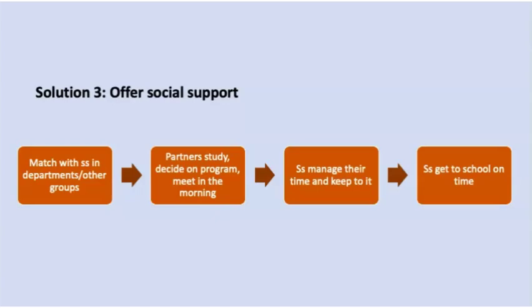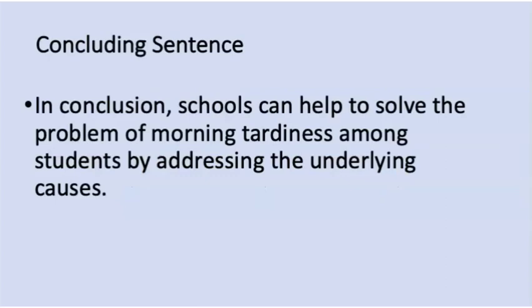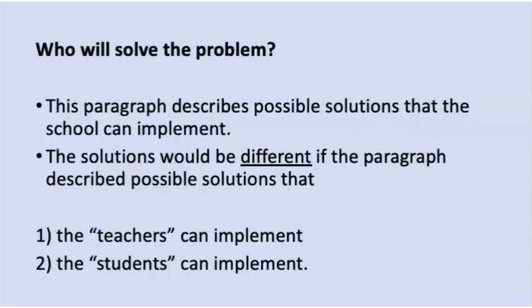And then we have our concluding sentence. In conclusion, schools can help to solve the problem of morning tardiness among students by addressing the underlying causes. So here in this paragraph, the school solves the problem. This is the focus. The solutions would be different if the paragraph described possible solutions that the teachers can implement and the students can implement. This is important and we should keep this in mind.